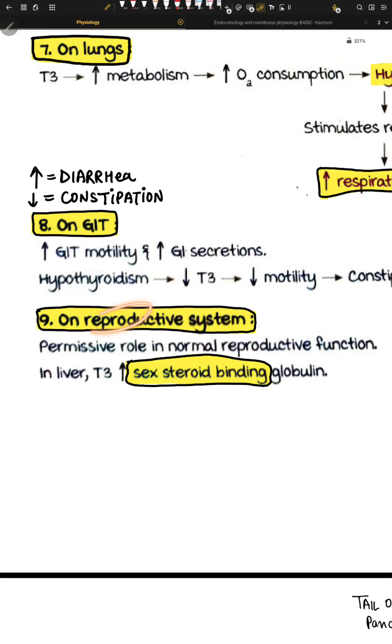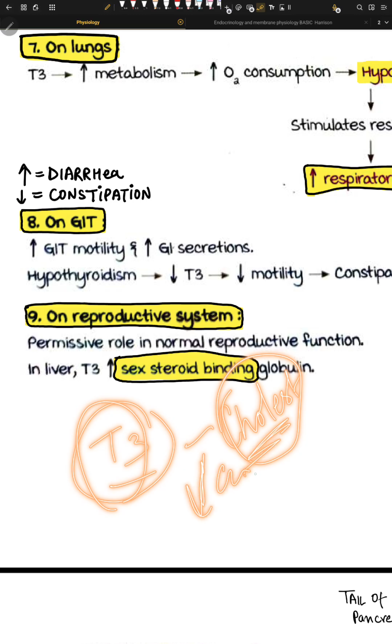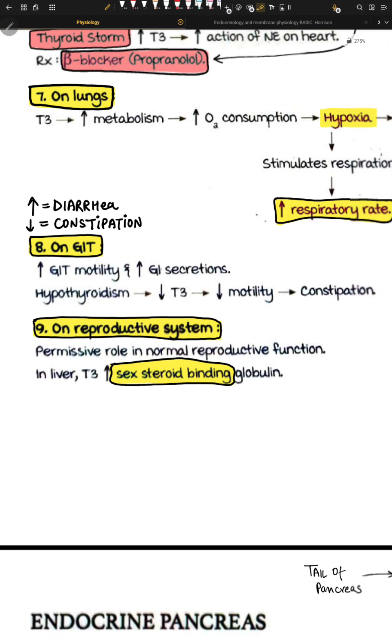Reproductive system. So we know that T3 messes with the cholesterol, right? And increased T3 results in breaking down of cholesterol. It means low level of cholesterol, and we need cholesterol for making sex hormones. So again, sex steroid hormones will not be formed, right? So it has a permissive role in normal reproductive function. In the liver, T3 increases sex steroid binding globulin, right? So T3 equals less cholesterol. Less cholesterol equals less sex drive, less libido, right? So this is the formation, right?